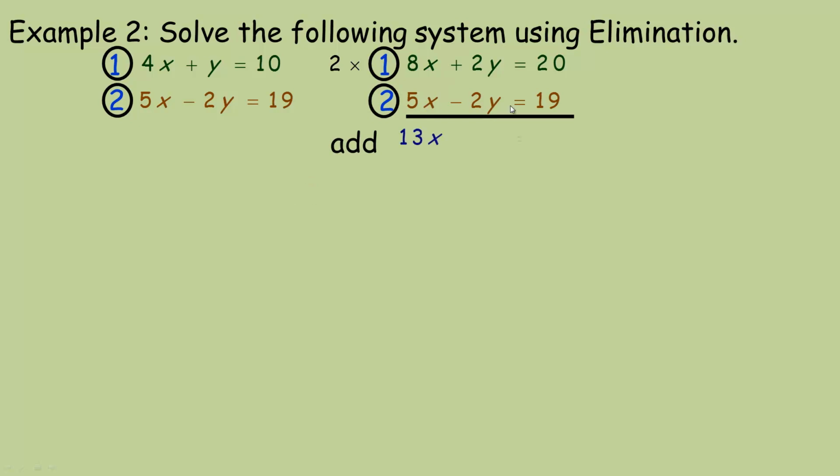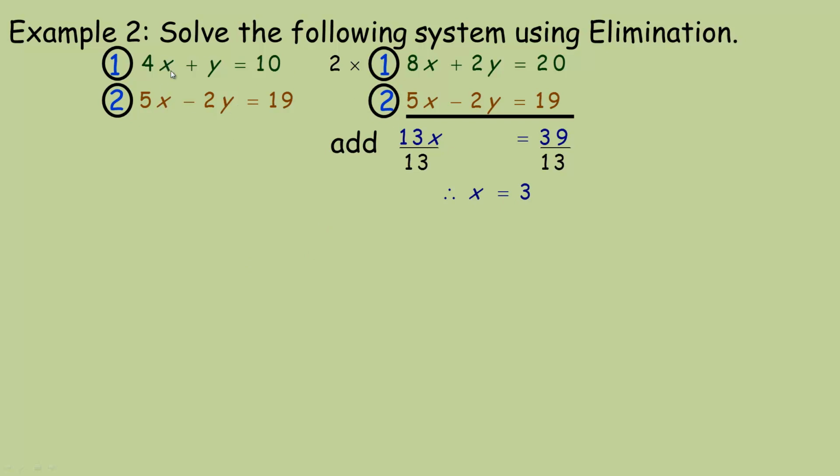8x and 5x is 13x, and 20 and 19 add to 39. There's no y term here because those two y terms add to 0y. So I want to isolate for x. I want to solve for x, so I divide out this 13. And so that divides out to give me x equals, and this is 3. So x is 3.